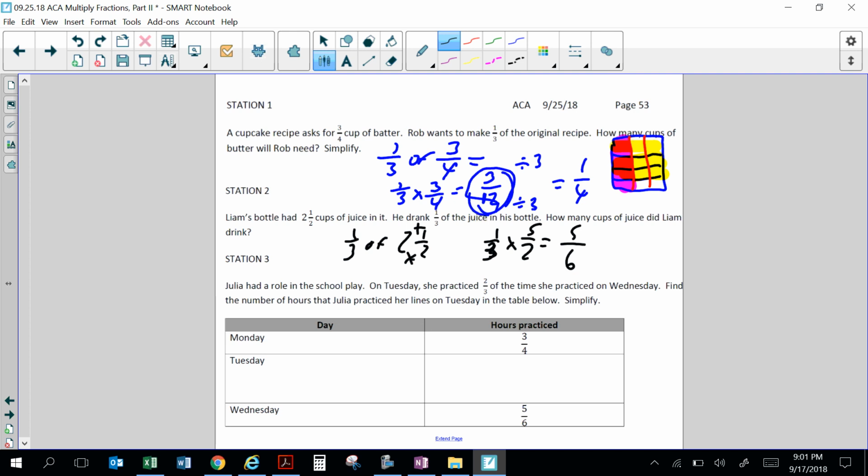Julia has a role in the school play. On Tuesday, she practiced 2/3 of the time she practiced on Wednesday. So what's 2/3 of Wednesday, or 5/6? So I need to multiply 2/3 times 5/6. That's 10/18. Because I multiply the numerators and multiply the denominators, I can simplify this by dividing by 2: 5/9.